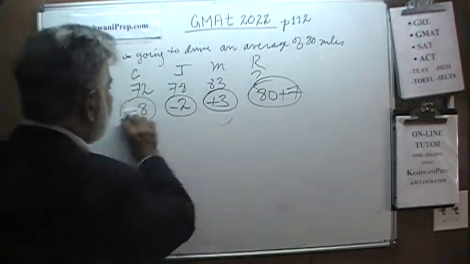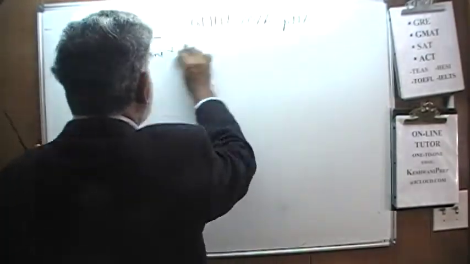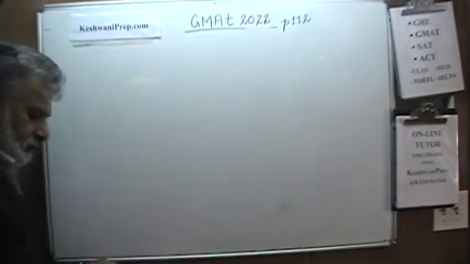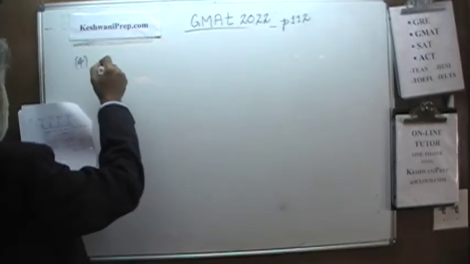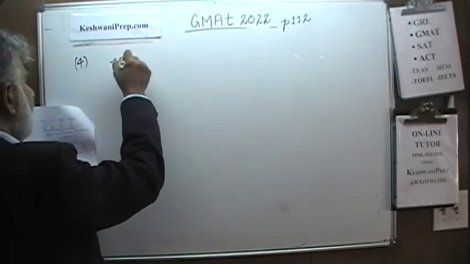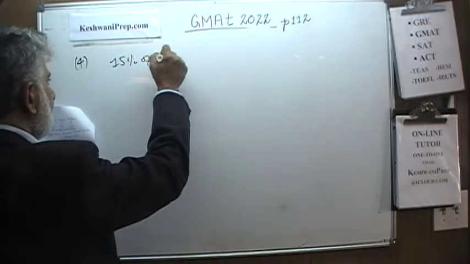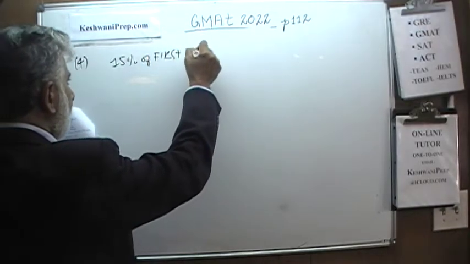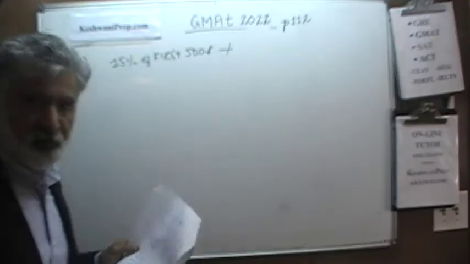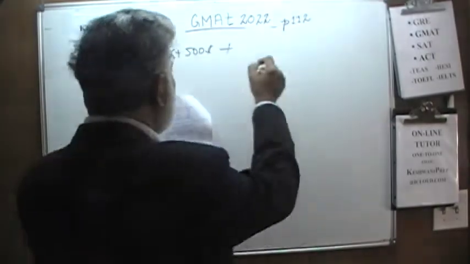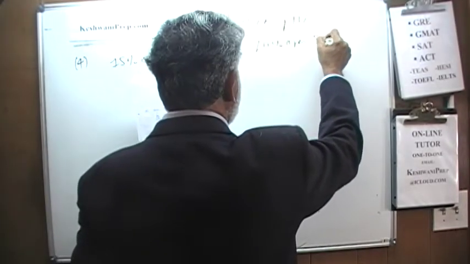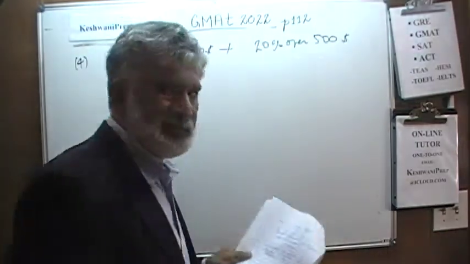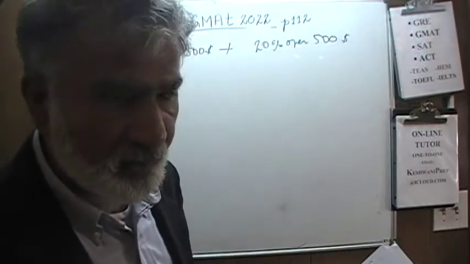Number 4. In number 4, we are told that we are going to get 15% on the first $500 in commission, and then anything above it, we're going to get 20%. If we make sales of over 500, we're going to get 20% in commission.